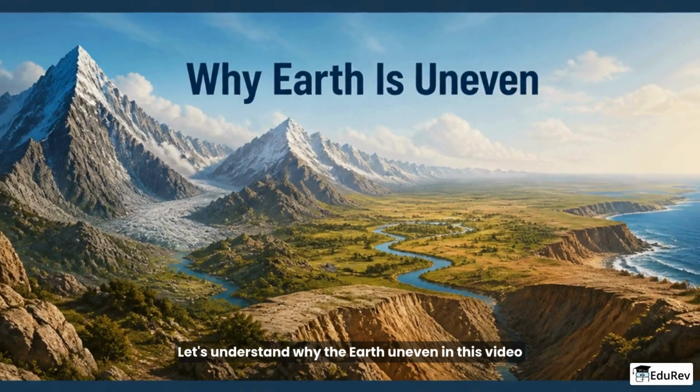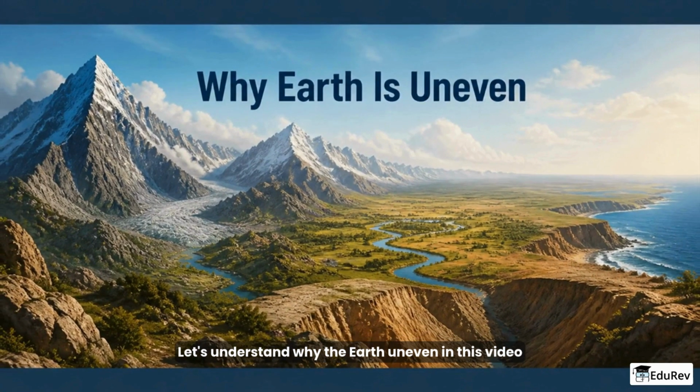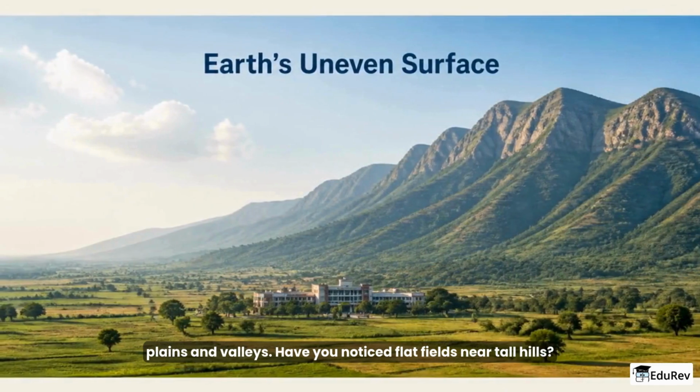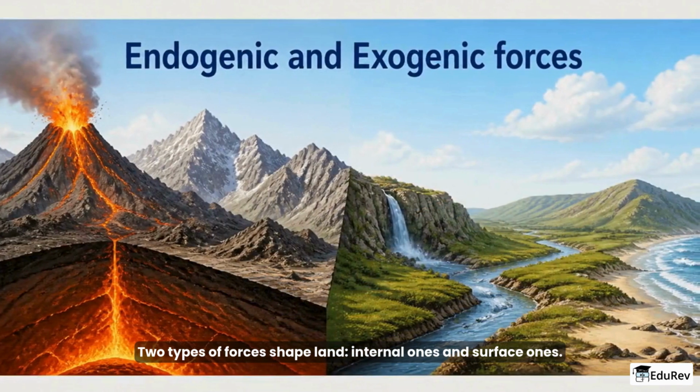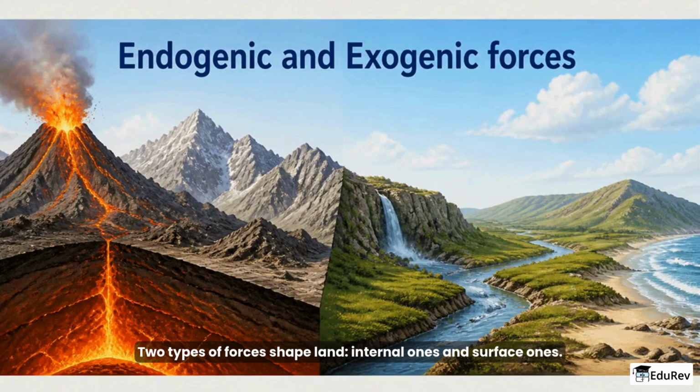Let's understand why Earth is uneven in this video by seeing how forces inside Earth and on its surface make mountains, plains and valleys. Have you noticed flat fields near tall hills? Today we ask why some places are high and others low, from your school to nearby hills. Two types of forces shape land, internal ones and surface ones. We call them endogenic and exogenic forces.